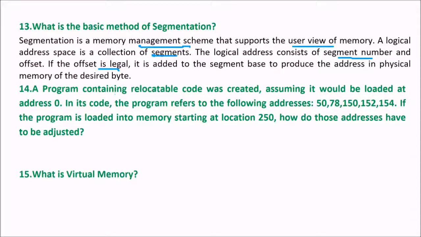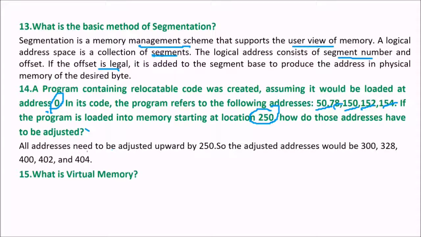Now we have a question: a program containing relocatable code was created, assuming it would be located at address 0. In its code, the program refers to the following addresses: 50, 78, 150, 152, 154. If the program is loaded into memory starting at location 250, how do those addresses have to be adjusted? The answer is that all the addresses need to be adjusted upward, since the program starts at location 250. So we can adjust them by adding 250 to all of these values.